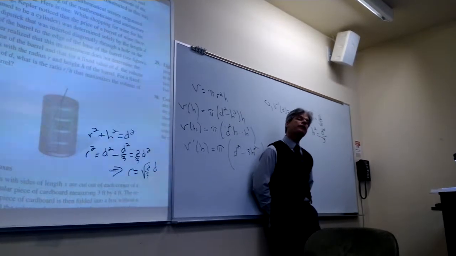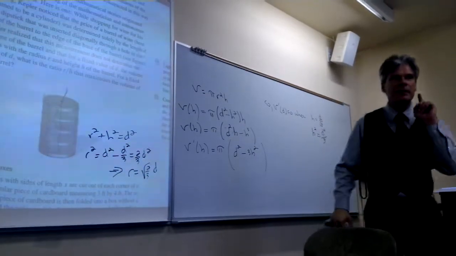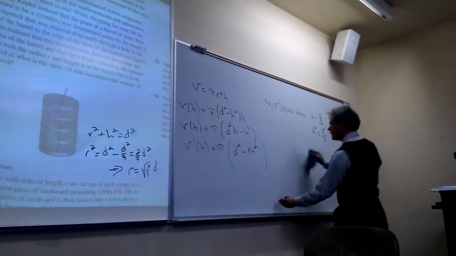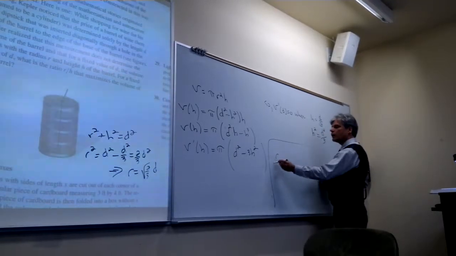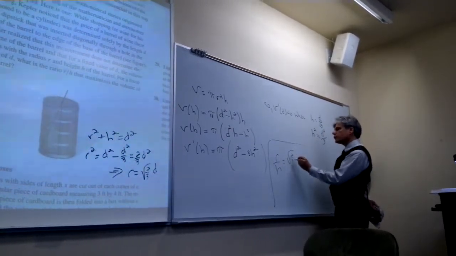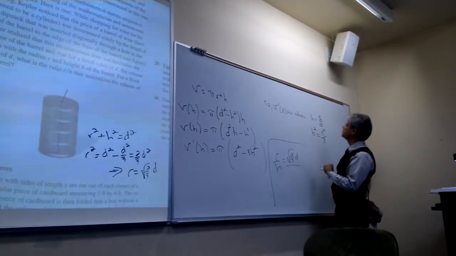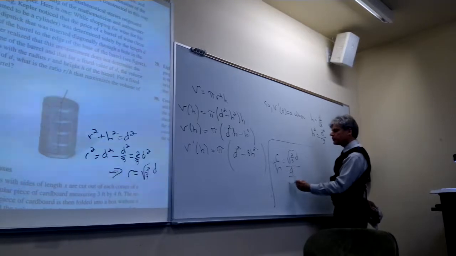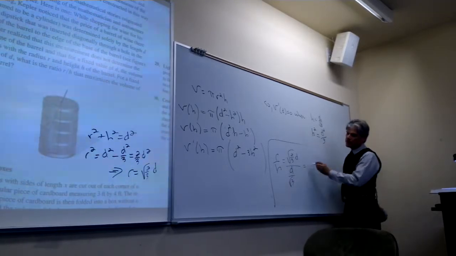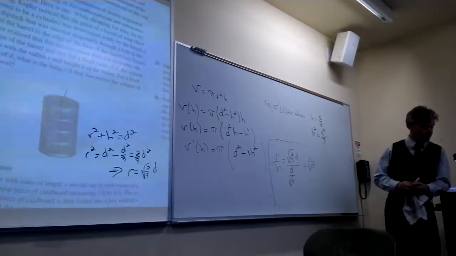But we have to answer the question. If we want to get r over h, sorry, so you just want to look at r over h. So r over h in this case is going to be root 2/3 d over d over root 3. But that ends up being square root of 2. We got the same thing.